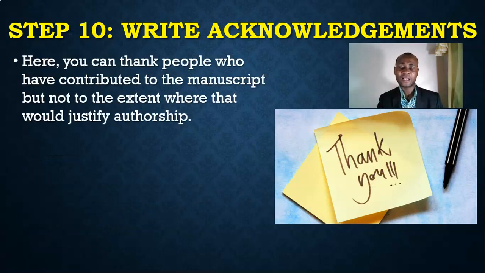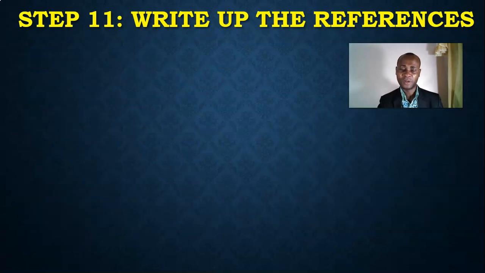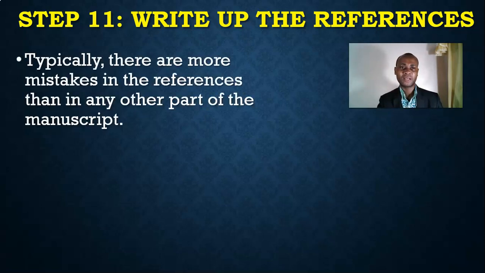Okay, step number 10, the acknowledgement. This is optional. If the journal requires acknowledgement, if you want to acknowledge some people, then you can do so. But you don't acknowledge your co-authors, okay? Only people who contributed in minor ways, not in major ways, okay? For example, people who offer technical assistance like proofreading, the funding agency, and so on and so forth. They are going to be the people you are going to acknowledge.